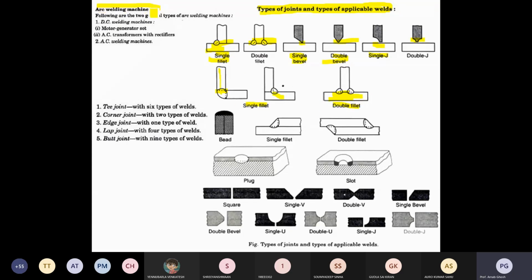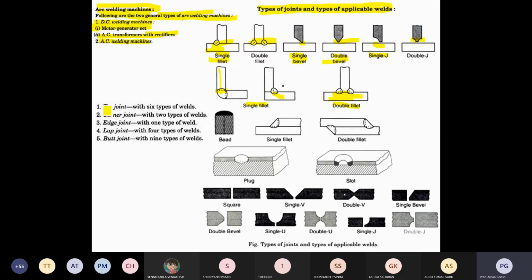So arc welding, what are the welding machines? The following are the two general types of welding machines. One is DC welding machines that contain a motor generator set, or an AC transformer with a rectifier, that is one. Another is AC welding machines, that are the generator.